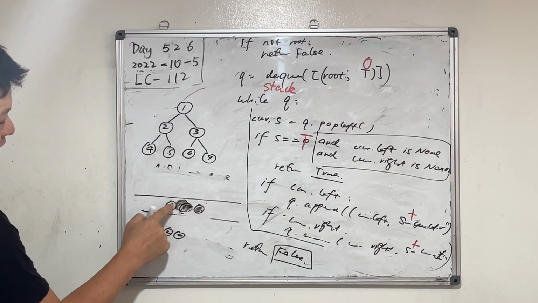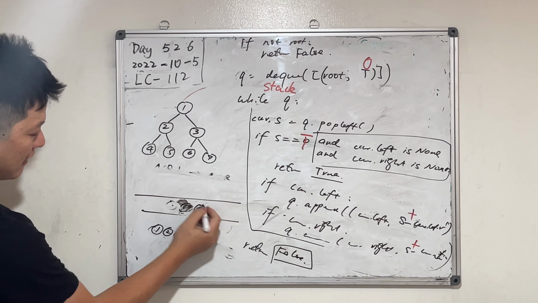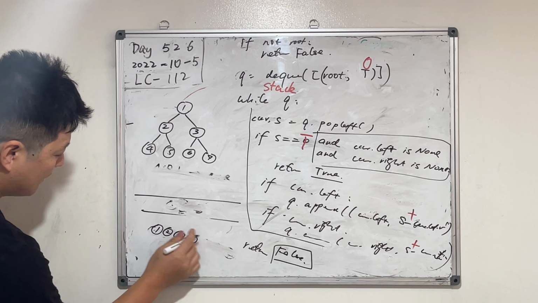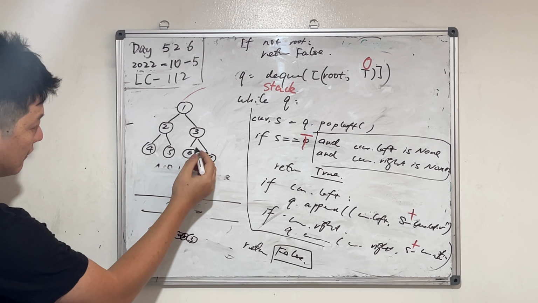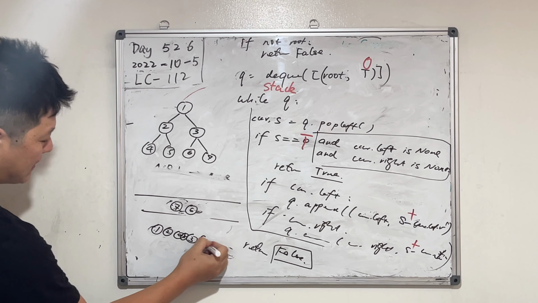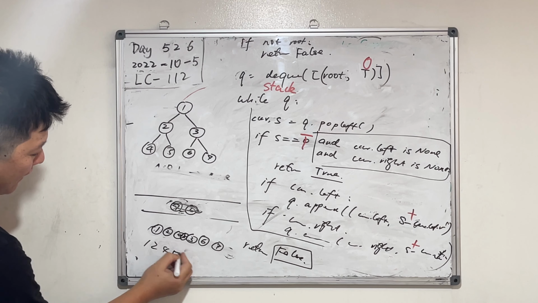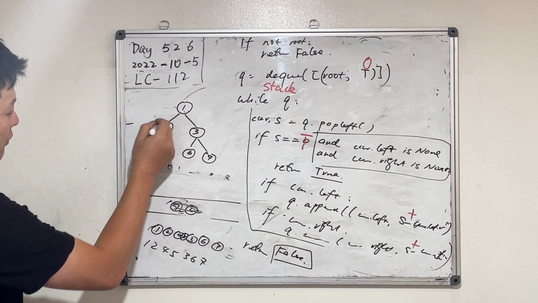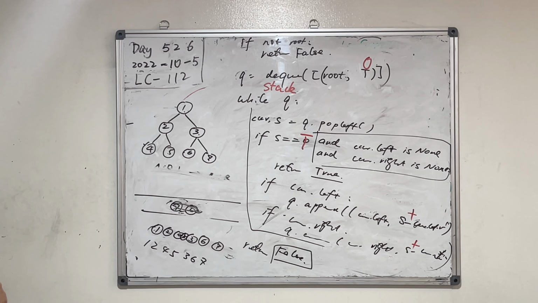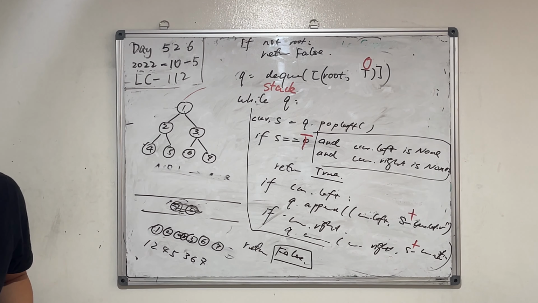3. Take it out. What are the kids of 3? 6, 7. Then it's 7, 6, because we push the right kid first. And then 6, 7. Okay, so what's this order? 1, 2, 4, 5, 3, 6, 7. Yes, pre-order. So it looks like depth-first search, right?